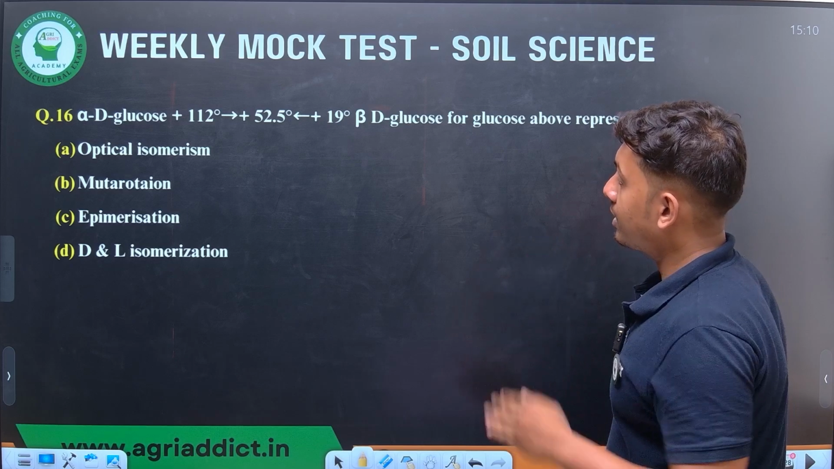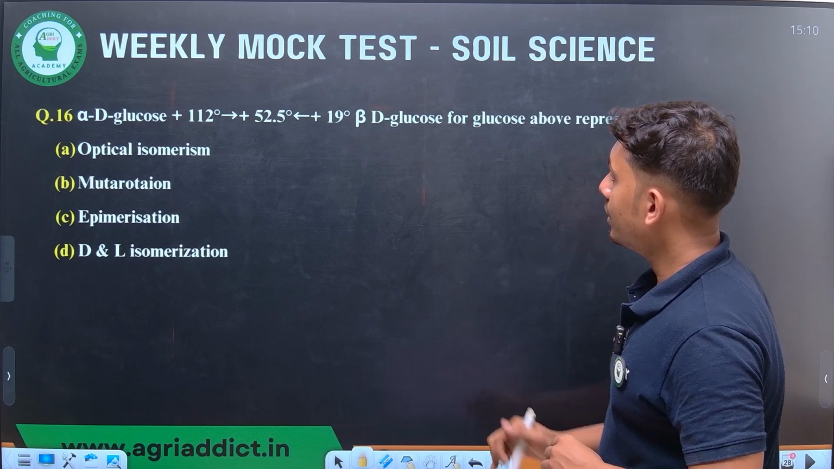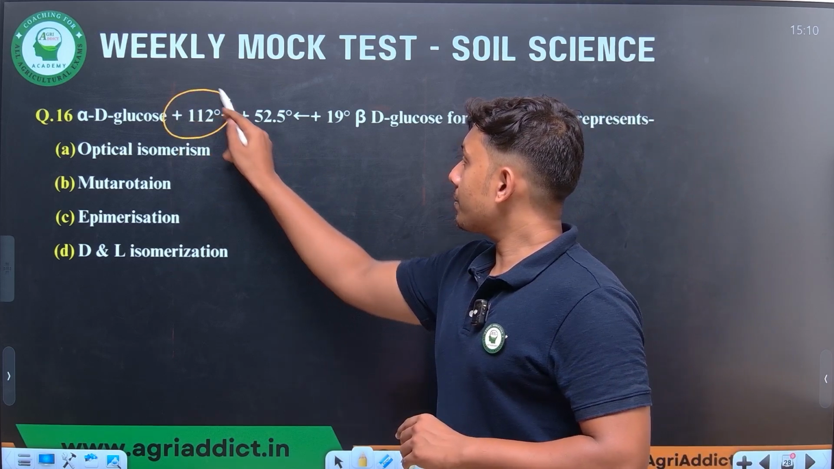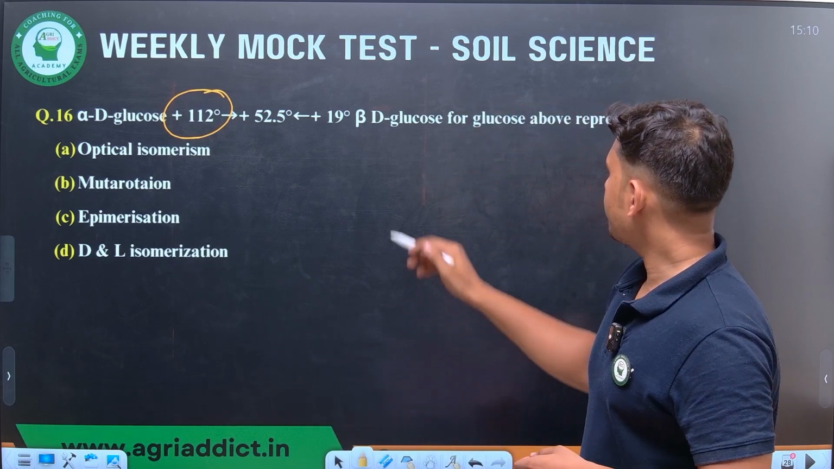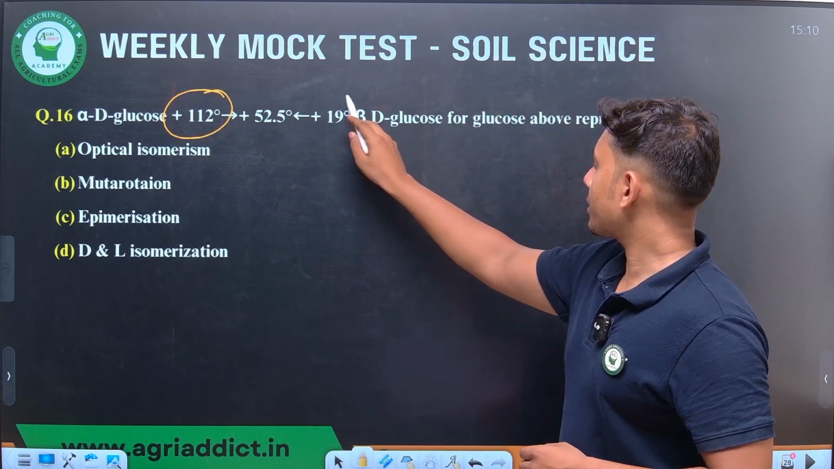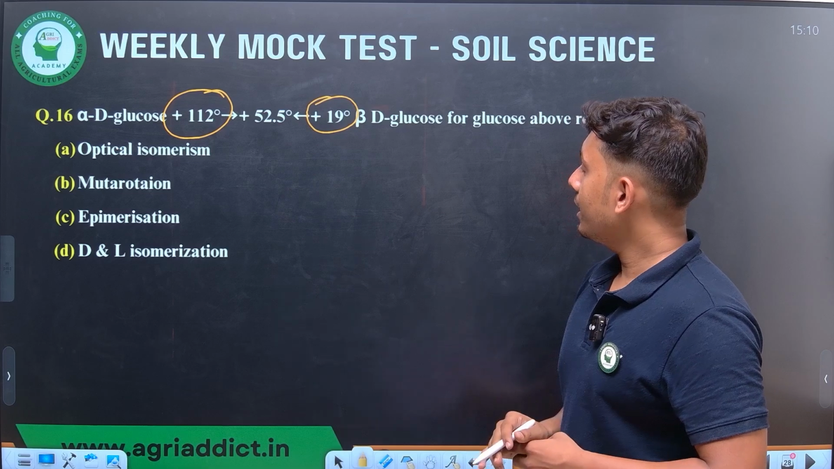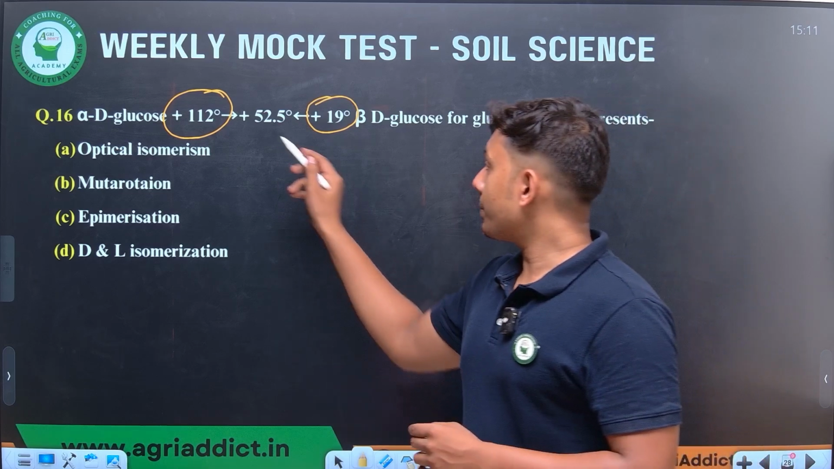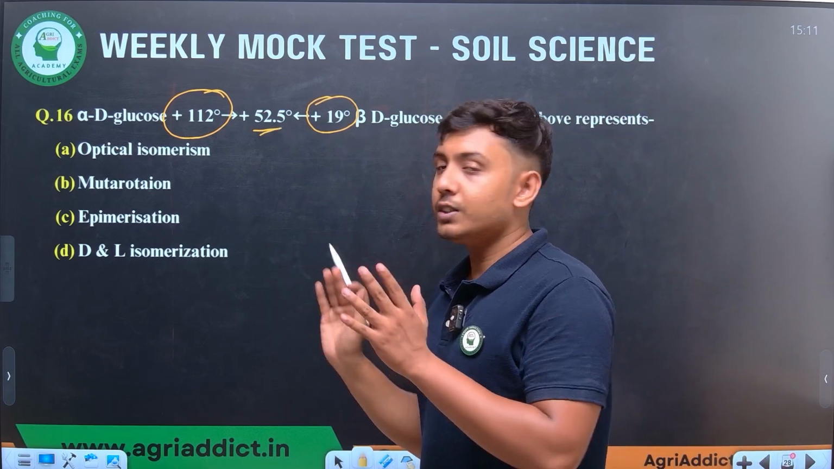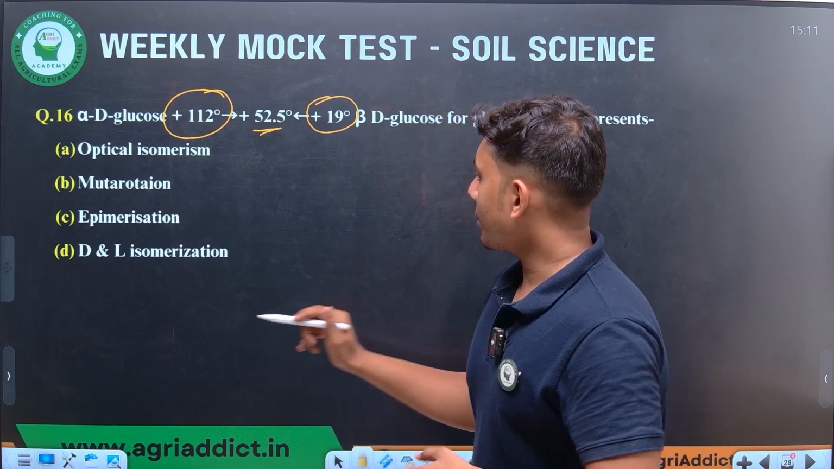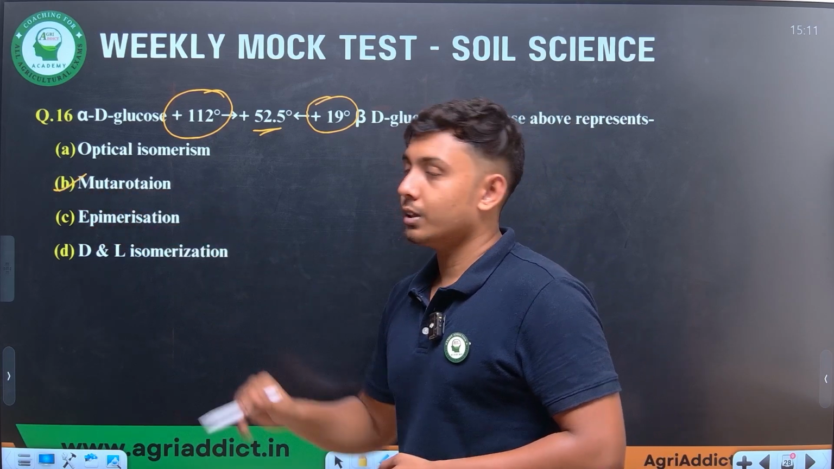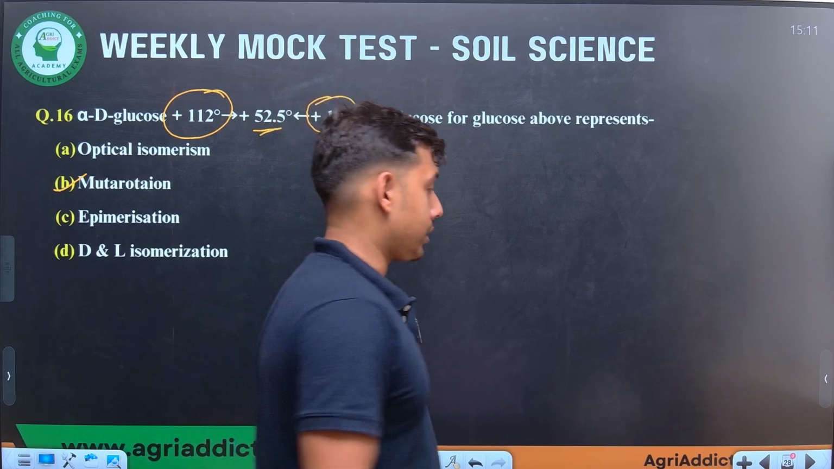Then this question: alpha D-glucose has an optical rotation of plus 112, and beta D-glucose has an optical rotation of plus 19, but for D-glucose it is 52.5. What is this phenomenon called? This phenomenon is called mutarotation. Now let's know what mutarotation is.